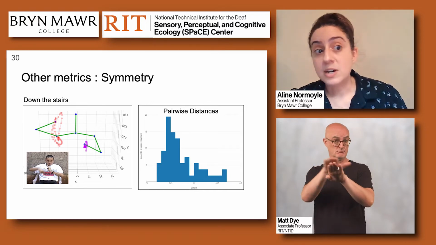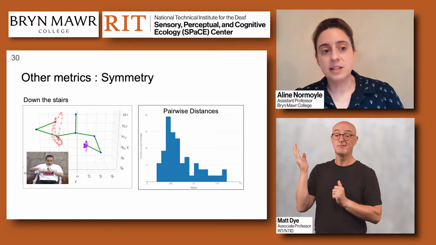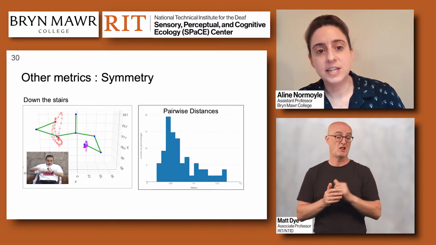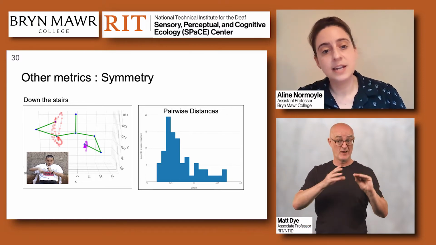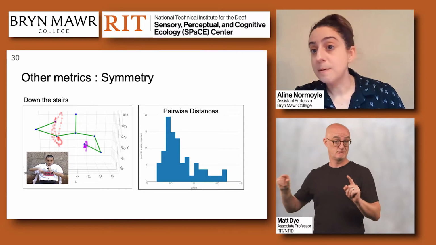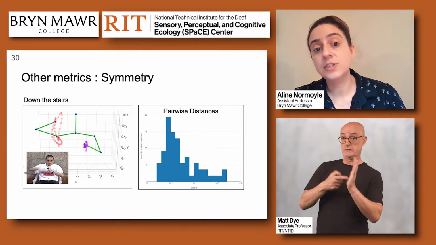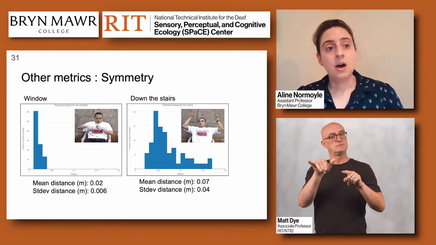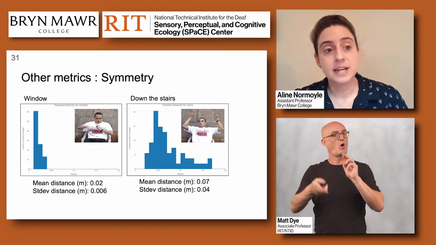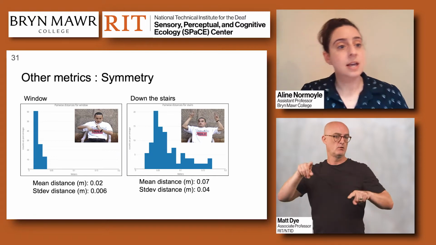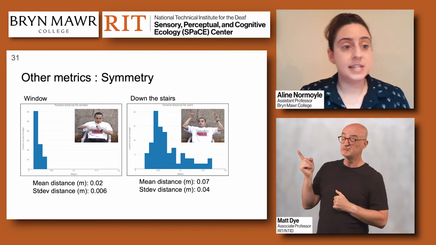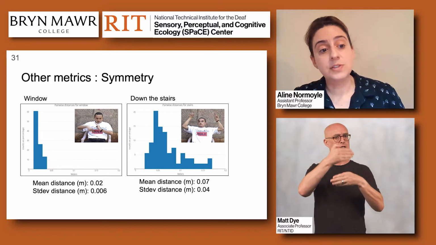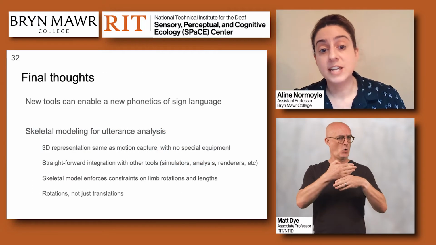Here are the same plots for down the stairs. On the left, we have trajectories of the left and right wrists, and then on the right, we have the histogram. And you'll notice that we have both higher average pairwise distance and also a lot more variation in the distances as well. On this slide, we show a direct side-by-side comparison of the two. And here it's easy to see that window has a much smaller mean distance and also much smaller standard deviation.